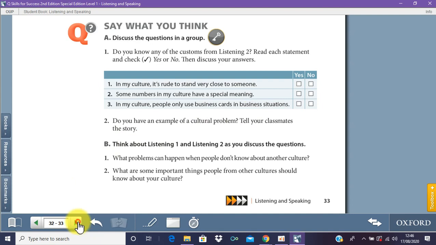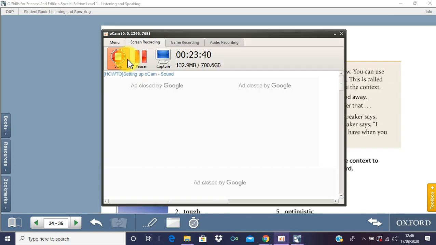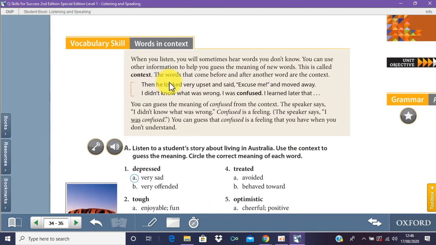Right, once you finish that, go on to page number 34. We're going to read the yellow box at the top there. Yellow box at the top, it says words in context. So this is a vocabulary skill. When you listen, you will sometimes hear words you don't know. You can use other information to help you guess the meaning of the word. This is called context. The words that come before and after another word are the context.